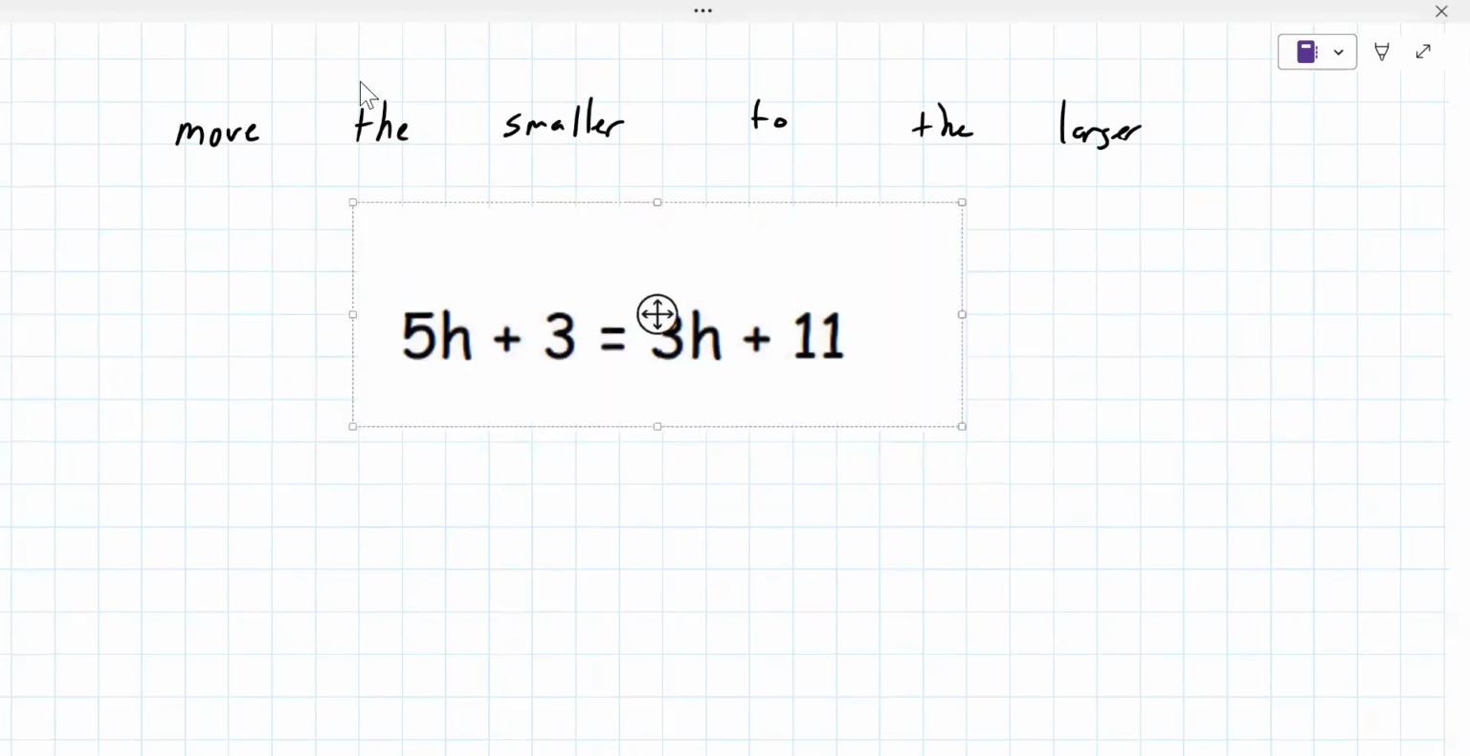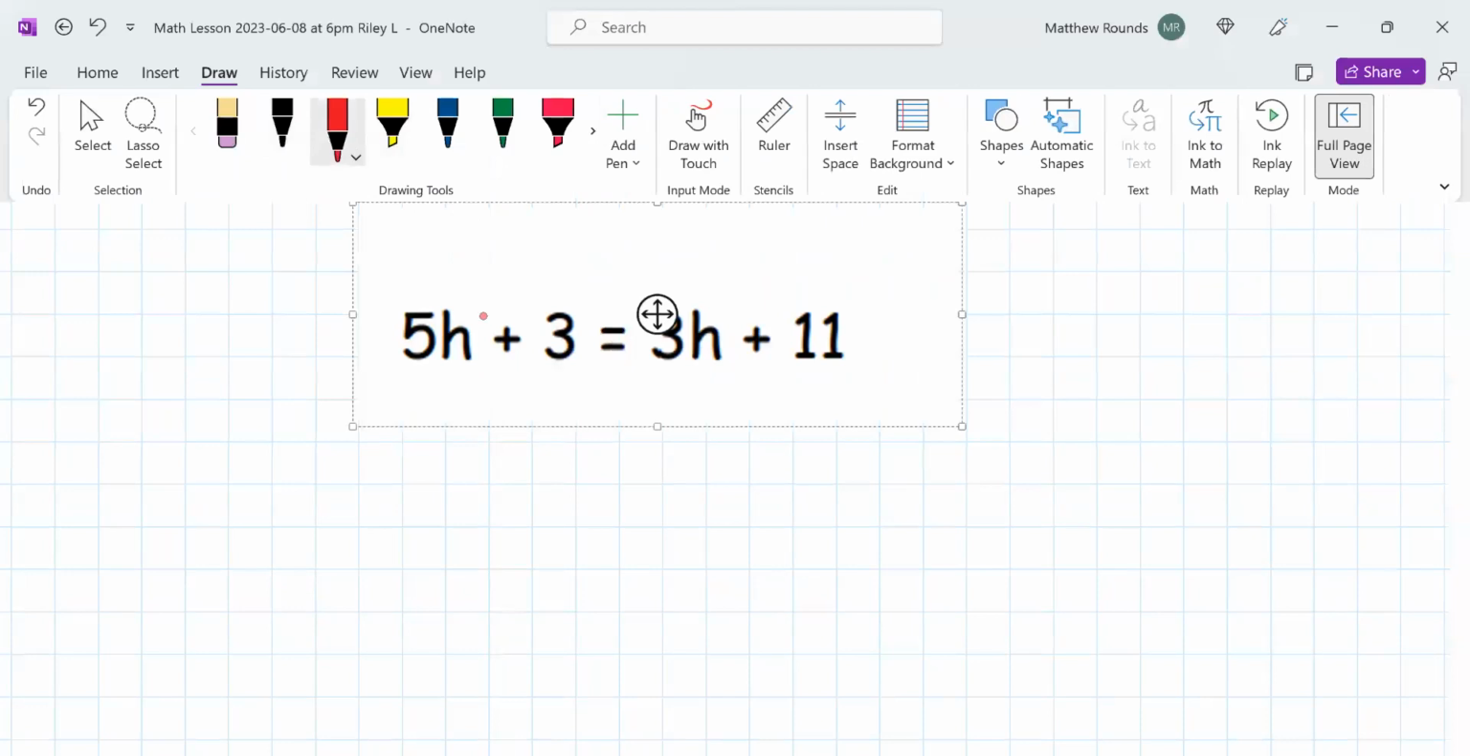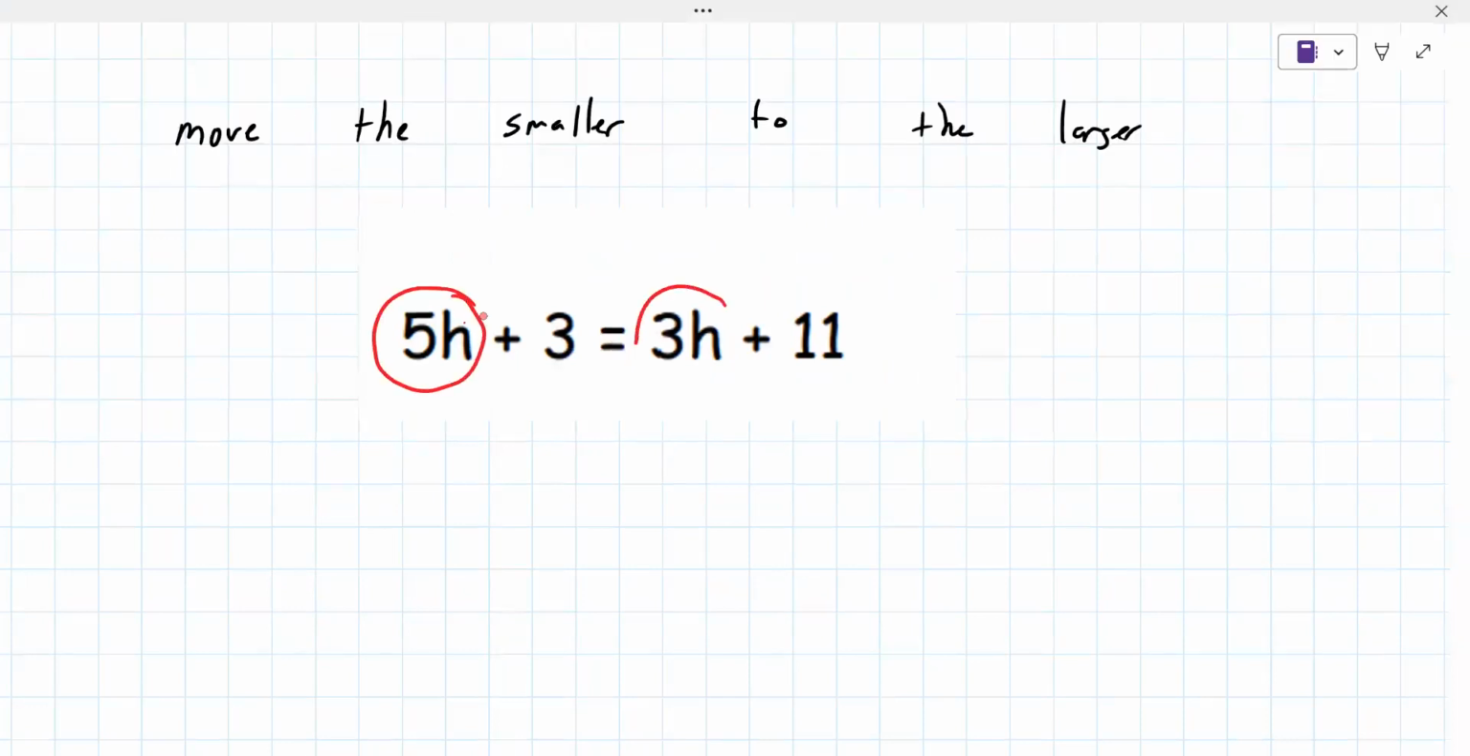Okay. The reason I was asking all that is we are now looking at 5H and 3H. This is 5H plus 3 equals 3H plus 11. Which is smaller, 5H or 3H? 3H. So when I say move the smaller to the larger, this is what I mean. You subtract 3H from both sides.